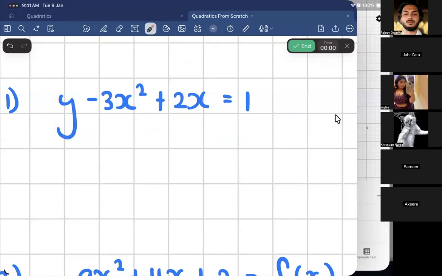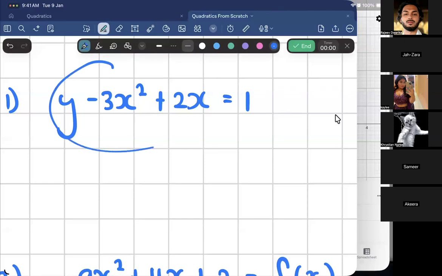So Christian, tell me what shouldn't be on the left-hand side then. The 3x squared and the 2x. Right, they shouldn't be over there. So you need to move them across to the other side. Now, when you move it across, the operation changes. So if it's a negative, it will turn into a plus. If it's a plus, it will turn into a negative. And I showed you why.